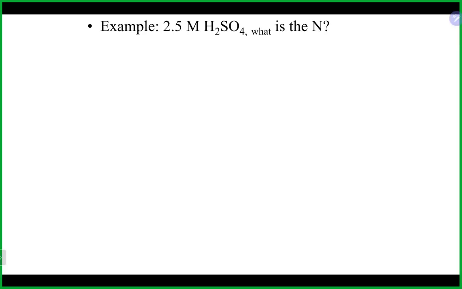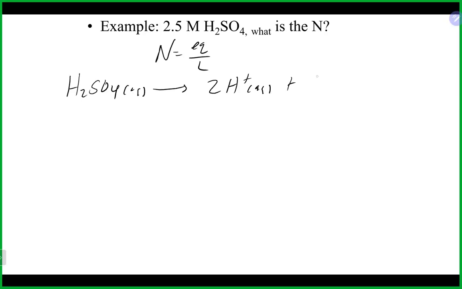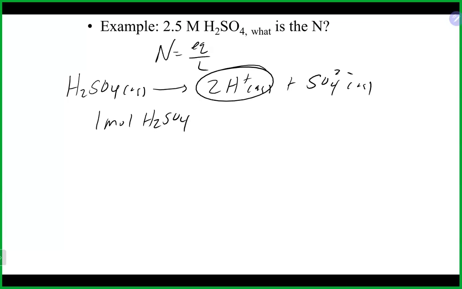So if we had a 2.5 molar sulfuric acid solution, what is the normality of it? Once again, normality being equivalents per liter. We know that H2SO4, when it breaks apart, will eventually produce two H pluses and a sulfate. That means in terms of equivalence, for every 1 mole of H2SO4, because I'm able to produce two H pluses, that will give me basically two equivalents of H plus.